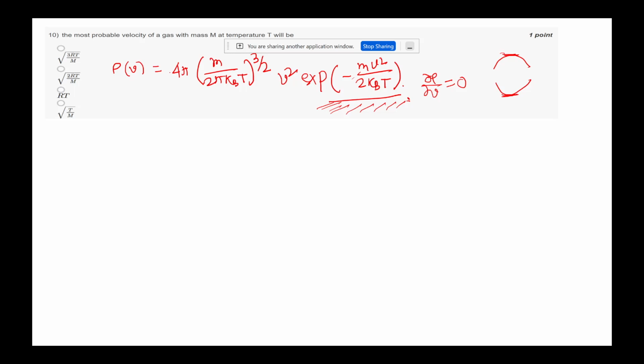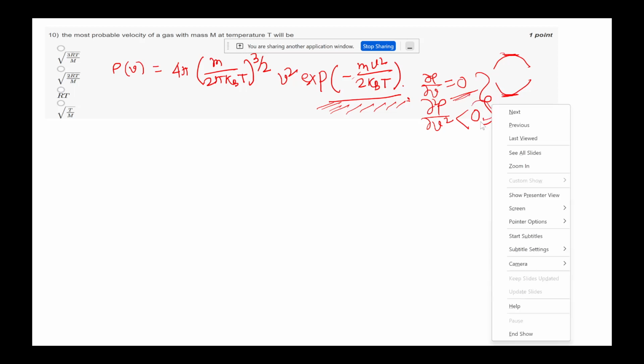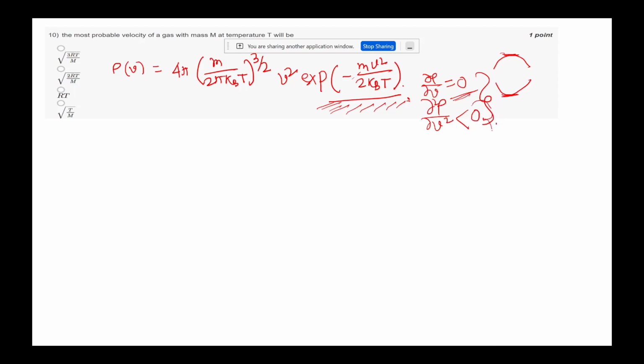Okay, so that is the thing. On top of that, for del 2 rho del v2, that needs to be less than 0 to confirm that it is the maximum, isn't it? So the logic you have given is perfect, but to complete the argument, we have to give this argument also. Okay, we will see that.